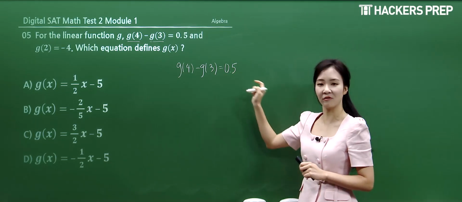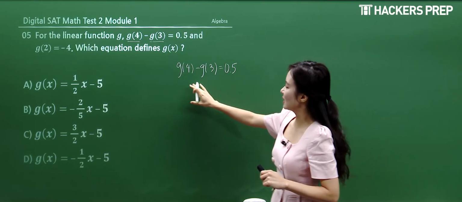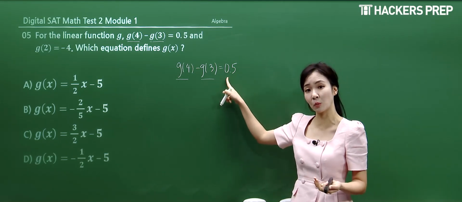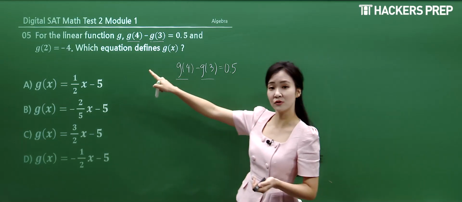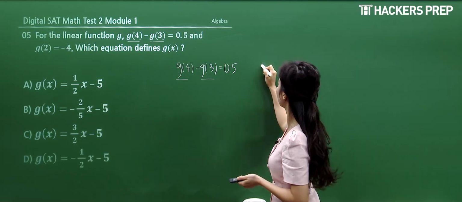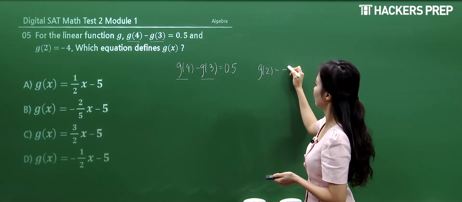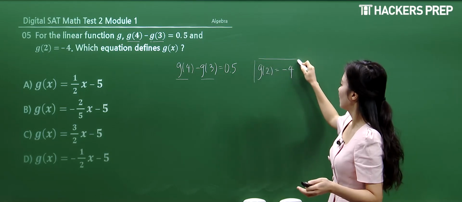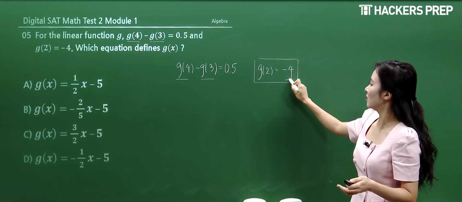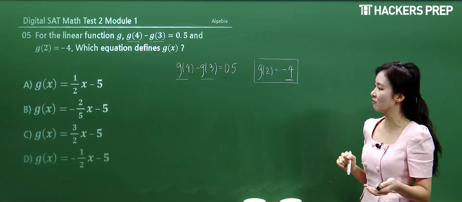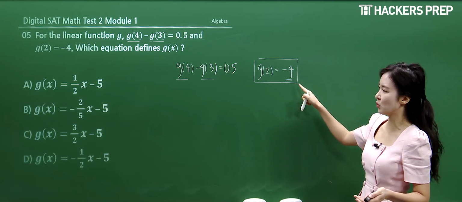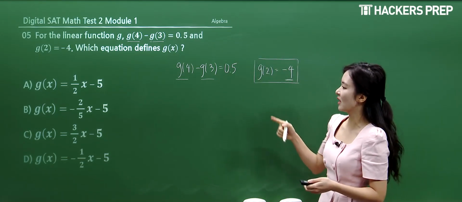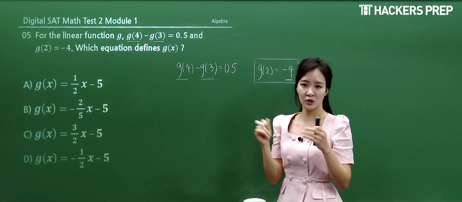That's equal to 0.5, okay? Now, we're not given the actual values of g of 4 or g of 3 individually, but just their difference, which is going to equal 0.5. We are given g of 2, which is going to equal negative 4. So I guess what we can do is start with this piece of information, because we now have this exact value of g of 2, which is expressed as negative 4. And then with that, what I would suggest is we can probably choose which of these equations we can eliminate based off of this information. And then finally, we can use this second piece of information to get to the right answer.